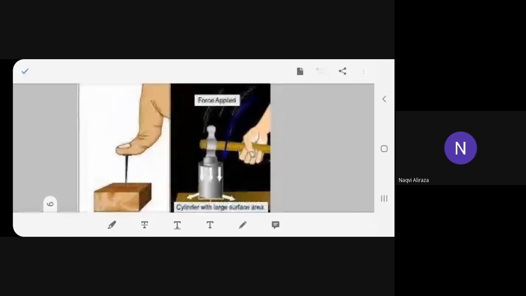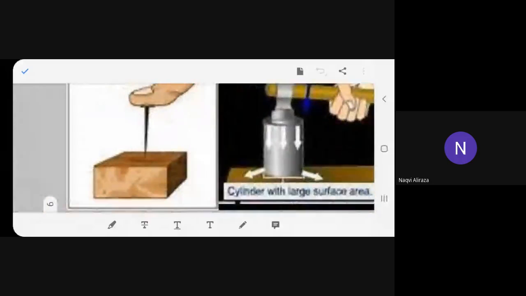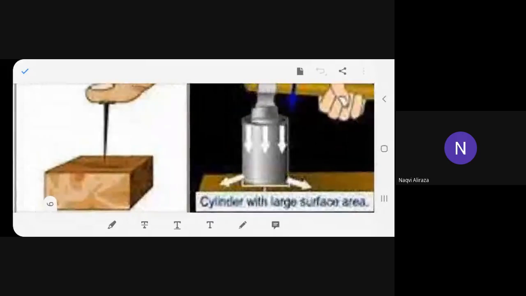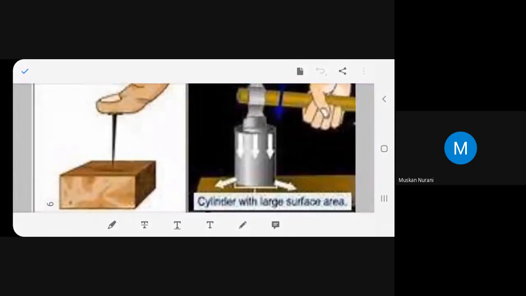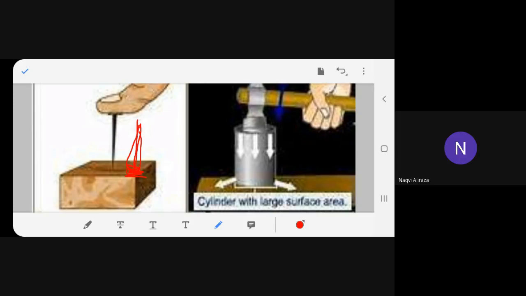Okay, thank you. Now, can anyone describe this? What do you see on the left hand side? The man is pushing the pin. What is that person doing, beta? Pushing the pin in the wood. Pushing the pin in the board, right? If I ask you to push it like this, do you think you will be able to push? No, ma'am.